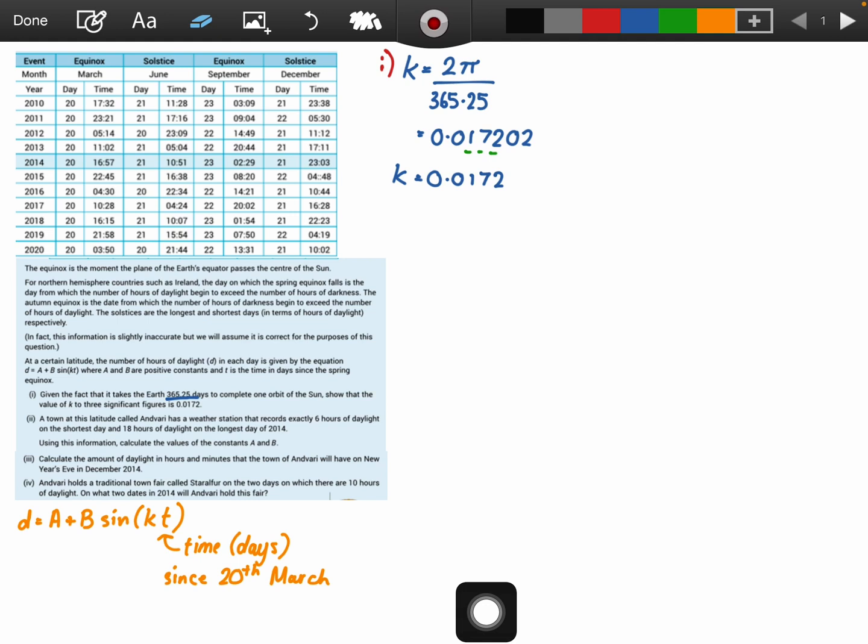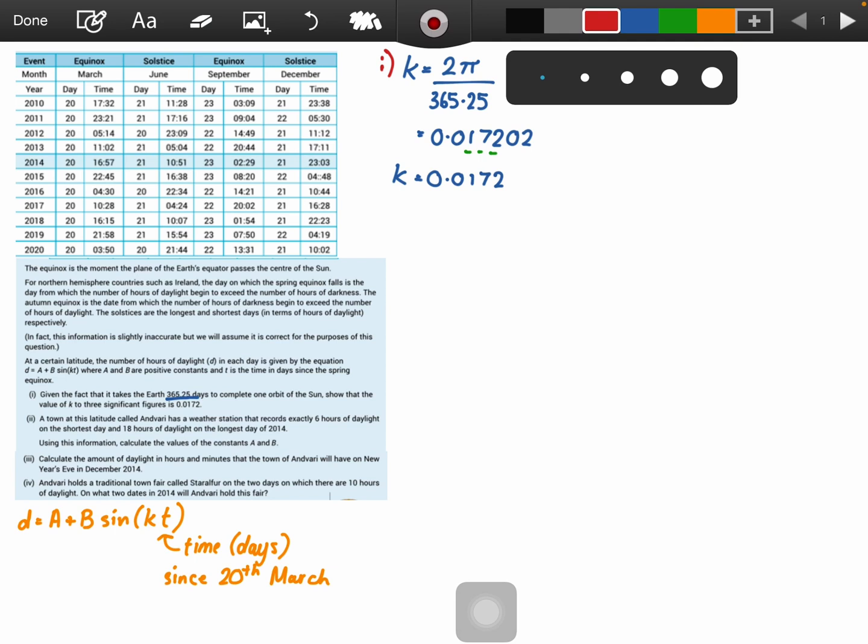Okay, it then says a town at this latitude called Anvari has a weather station that records exactly 6 hours of daylight on the shortest day and 18 hours of daylight on the longest day. So using this information, calculate the values. Okay, so this is what I have.